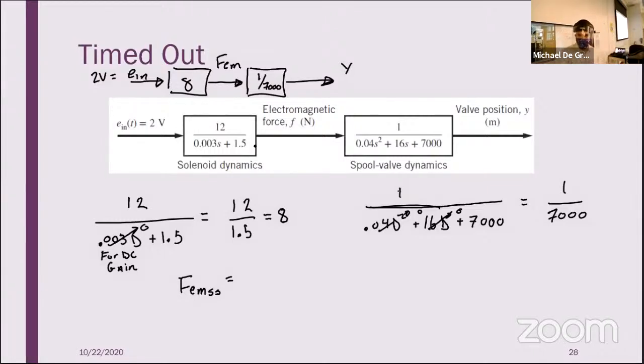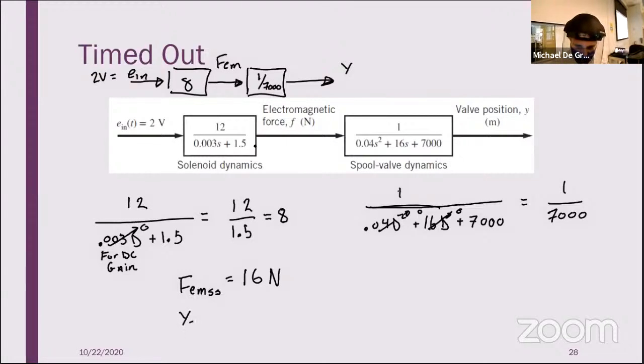How would I figure that out? Well, look at the gain. Look at the block diagram for steady state and tell me what the electromagnetic force is for this system at steady state. 8 times Ein, right? And we know that Ein is 2. So 16 newtons.